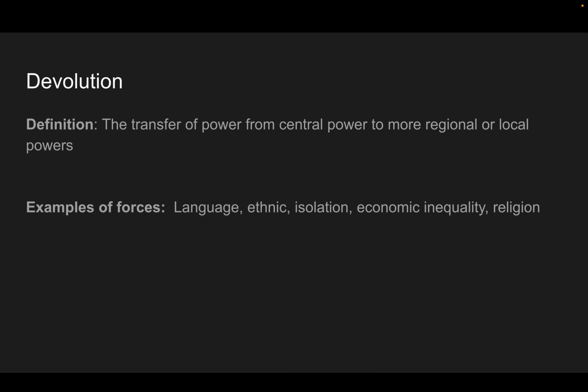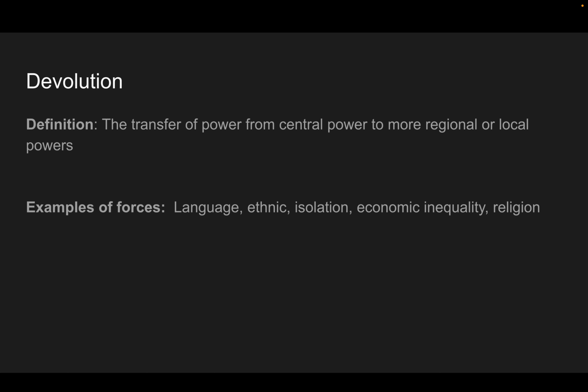Okay, examples of forces, devolutionary forces, to use the key word, would be different language groups. So if you think about Belgium or Quebec, those led to some devolution of power to give people of those language groups some more self-governance. There's all kinds of ethnic tensions or ethnic diversity that would lead to a government giving more power to particular ethnic groups. Isolation can also lead to the devolution of power.